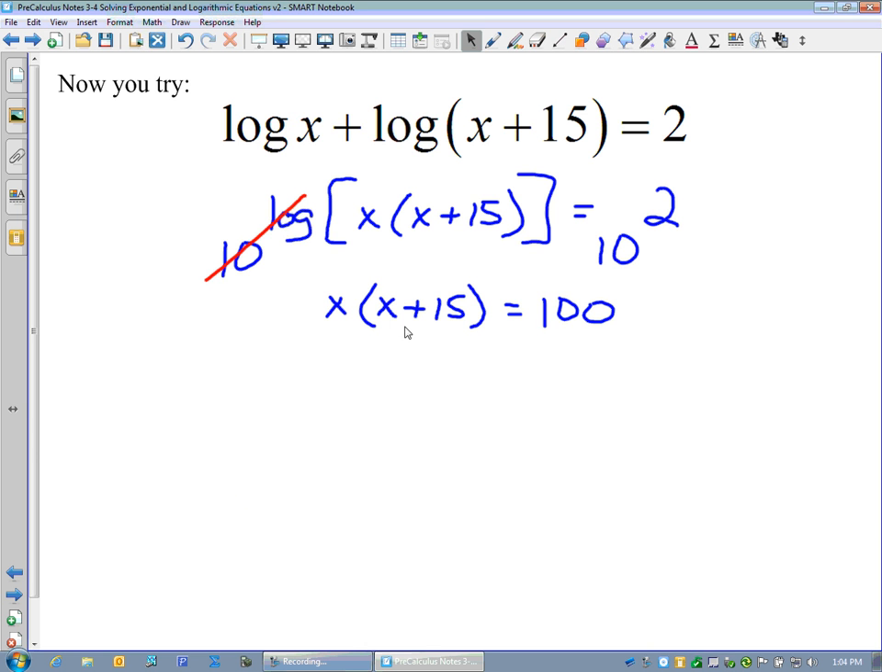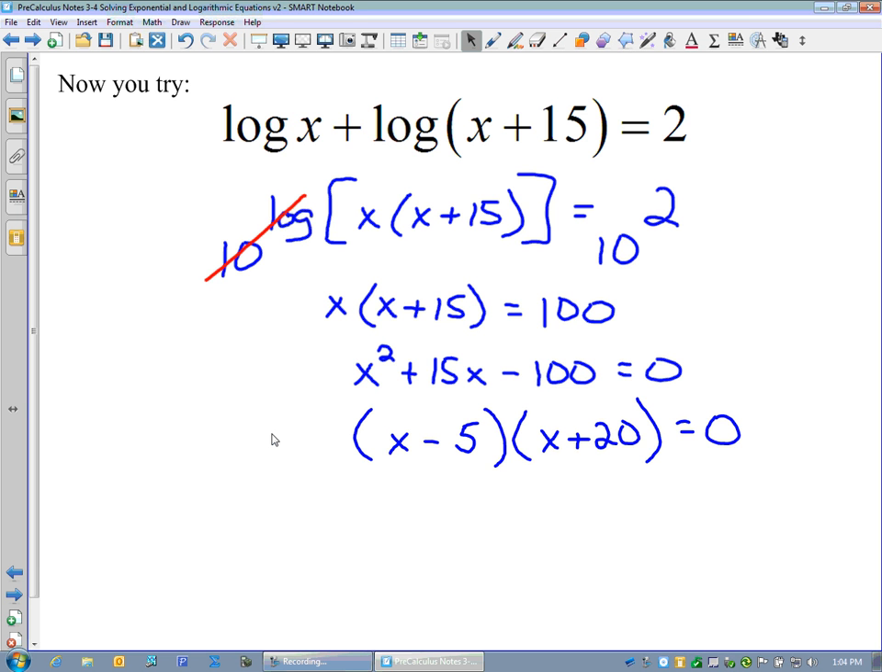So if I distribute on the left and then I bring the 100 over to the left side, which makes it negative, then I have a quadratic that is set equal to 0. So now I can factor. I want factors of -100 that add up to 15. That would be +20, -5. So this would be how I would factor it. And now I want the value of x that causes each factor to be 0. So it would be +5 and -20. Those would be my potential solutions.